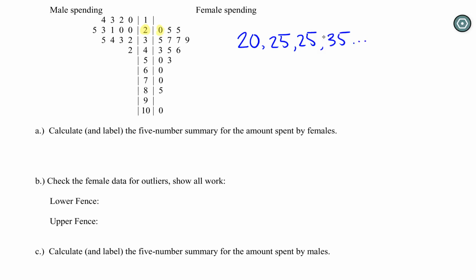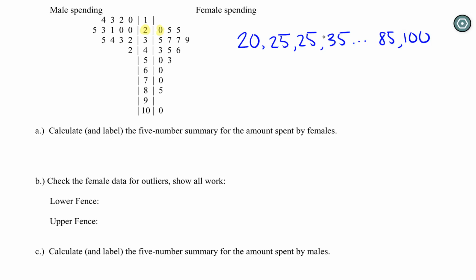One thing I do want to point out is students always get confused when they get down to this 9. There is nothing there. So what would happen in your data set is you're going to go straight from 85 to 100, and you'll just skip the 9 because there's nothing in that range of 90 to 99. So that's our female data.